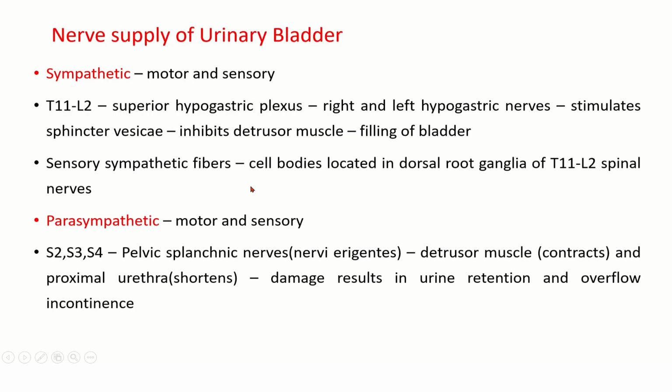Nerve supply of the urinary bladder: sympathetic, motor and sensory. Parasympathetic also has motor and sensory fibers. The sympathetic motor fibers come from T11 to L2 segments. These are the preganglionic fibers. They reach the postganglionic cells present in the superior hypogastric plexus. From there, the postganglionic axons come out as right and left hypogastric nerves. They pass on either side of the rectum and reach the bladder. They stimulate the sphincter vesicae and inhibit the detrusor muscle. They help in filling of the bladder, so we call it the nerve of filling of the bladder.